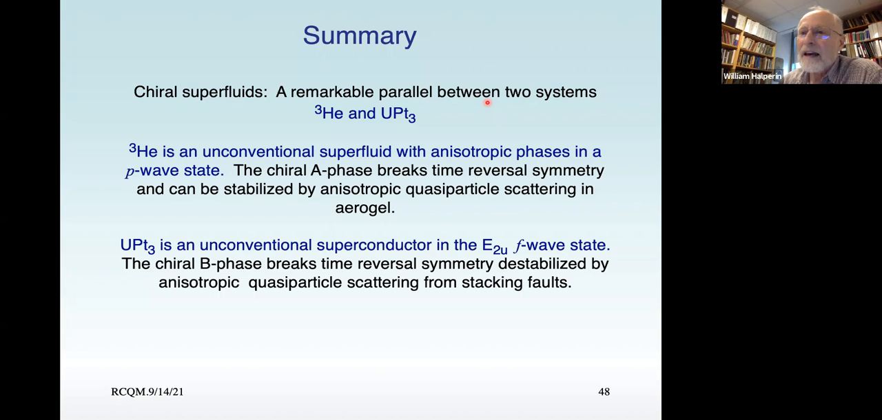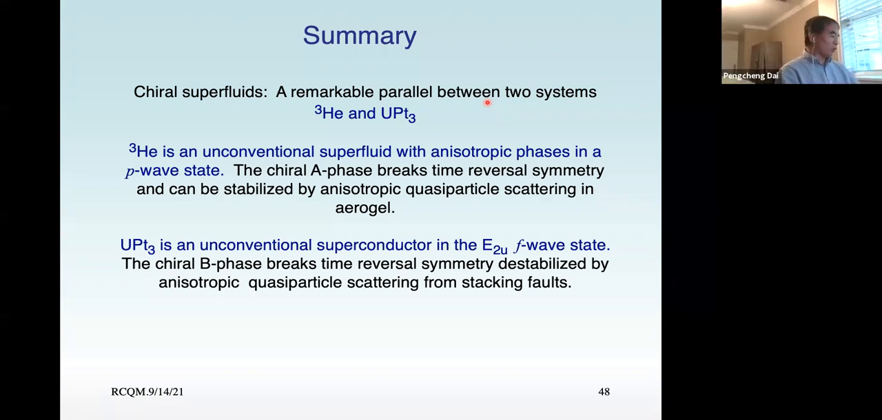I see. Let me quickly ask you one more question, because there are so many people wanting to ask you a question. What's the role of spin-orbit coupling then in UPt3? I mean, you said that it's the impurity phase that gives rise to the suppression or promotion of the A phase. So what is the role of spin-orbit coupling then in UPt3?